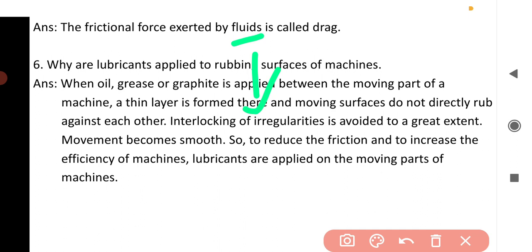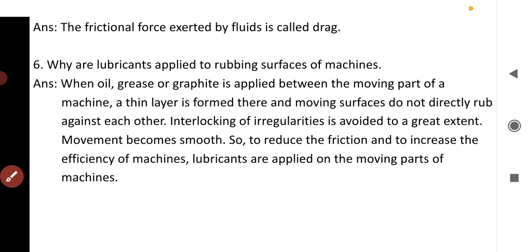Whenever there is friction on an object which moves through a fluid, which moves through water, air, etc., then it is called fluid friction, and this fluid friction is only called drag. Clear? The frictional force exerted by fluids is called drag, or drag force. And it opposes the motion of an object which moves through the fluid. This is called drag.